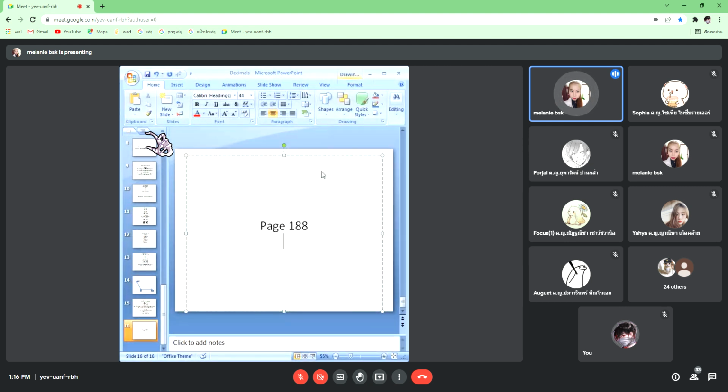Okay, so page 188, we have here: how many axes of symmetry does a rectangle have? You're just going to put the number. And then next we have number 17: how many axes of symmetry does a square have? Very easy. Just write the numbers. And then for figure 13, you're just going to write down how many axes of symmetry.